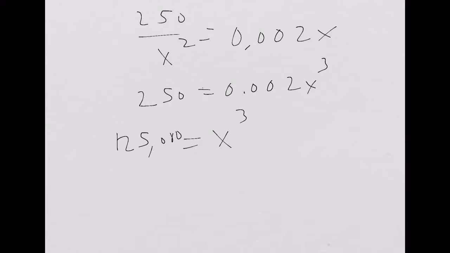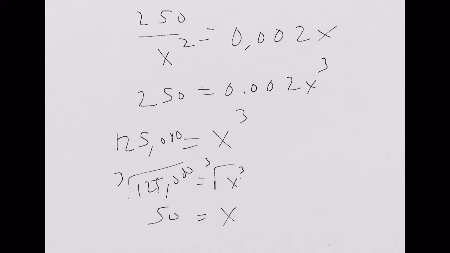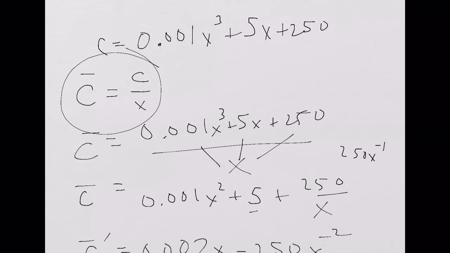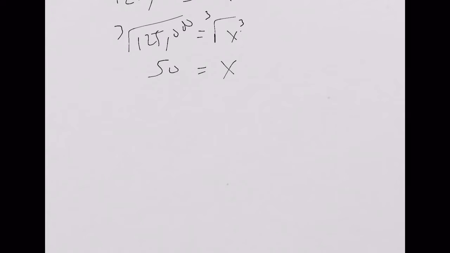125,000. And now if I take the cube root of both sides, and the cube root of 125,000, hopefully that's going to give me my answer of 50, which seems right, and it does. So algebraically doing that one, again, average cost is that. This is a critical value, and we could verify graphically that it's a minimum.